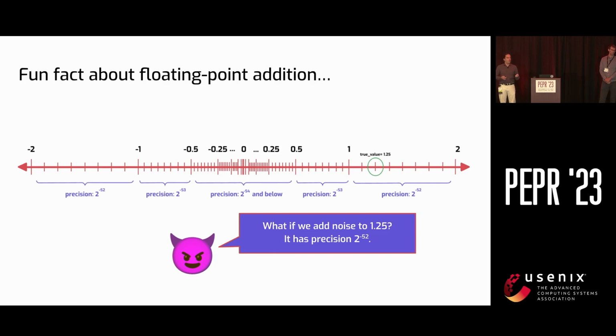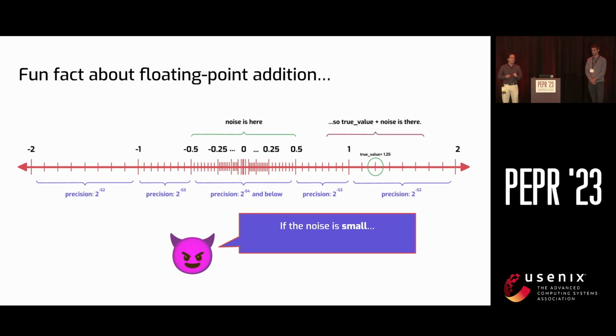Let's add noise to the number 1.25, which has precision 2 to the power of minus 52. We're going to see where the sum can end up, depending on how large the noise is. Bear with me, there are two options. First option, the noise is small. Here, it's between minus 0.5 and 0.5, so less than 0.5 in absolute value. In that case, because the noise is small, when we add it to our original value, it can't move too much. It's going to stay around our original value. The purple brace here represents that.